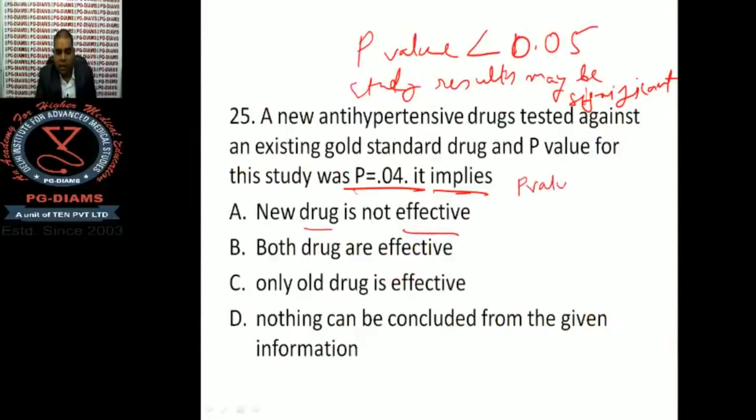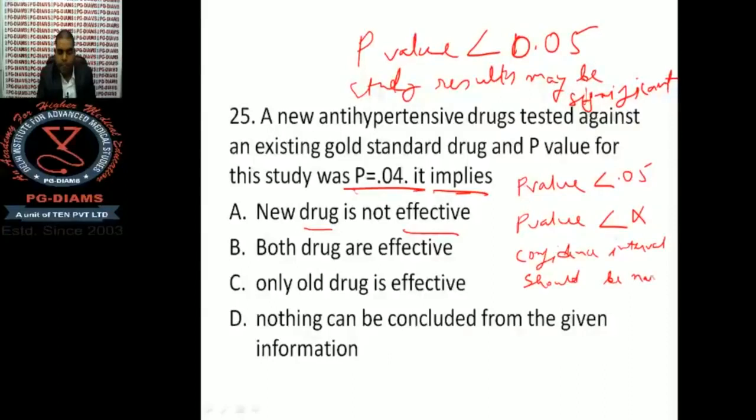One, the p-value should be less than 0.05. Second, the p-value should be less than alpha. Third, the confidence interval should be narrow and it should not include 1. Then only you can say that the study results are significant.